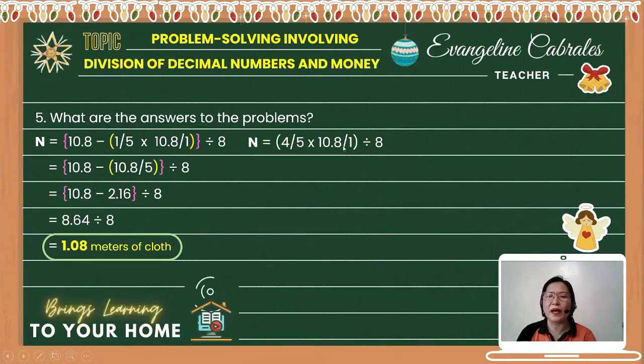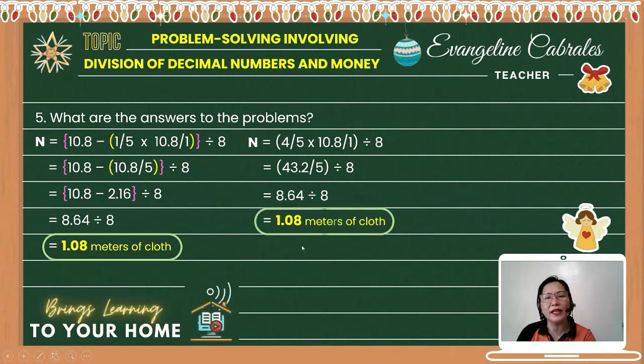Kasi dapat, para maging tama itong number sentence na ito, magiging pareho dapat sila ng sagot. So, 4/5 times 10.8 over 1 divided by 8. Uunahin natin itong nasa loob ng parenthesis. Kaya magiging 43.2 divided by 5 divided by 8. So, 43.2 divided by 5 is 8.64 divided by 8. And the answer is the same.